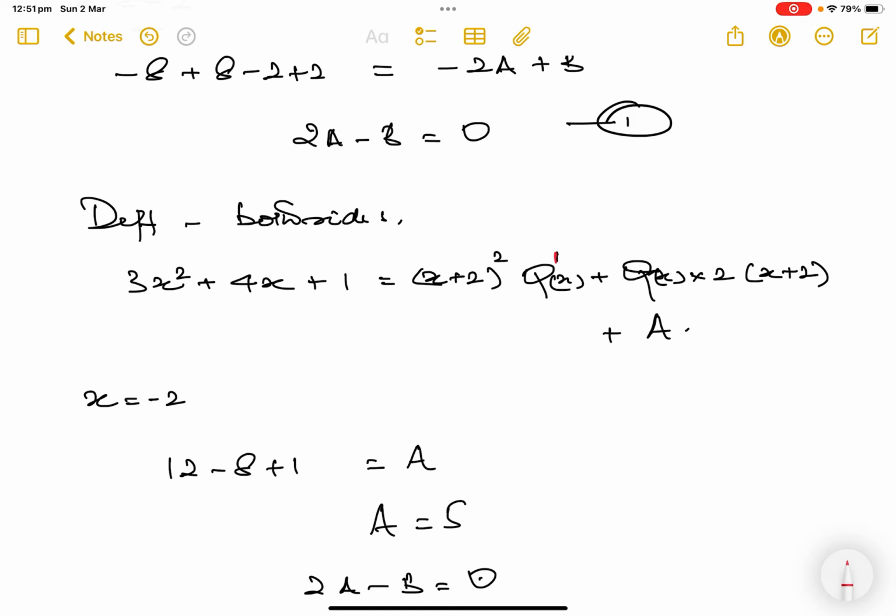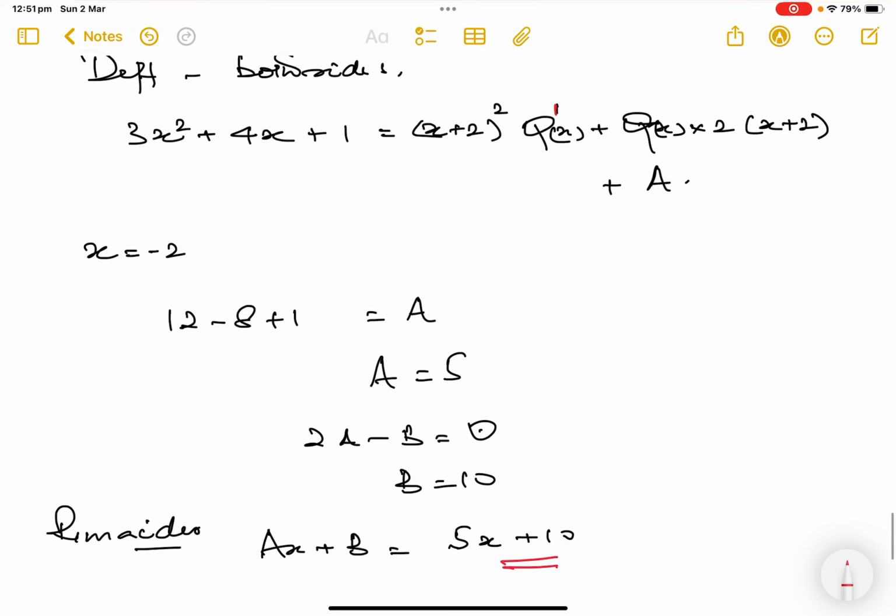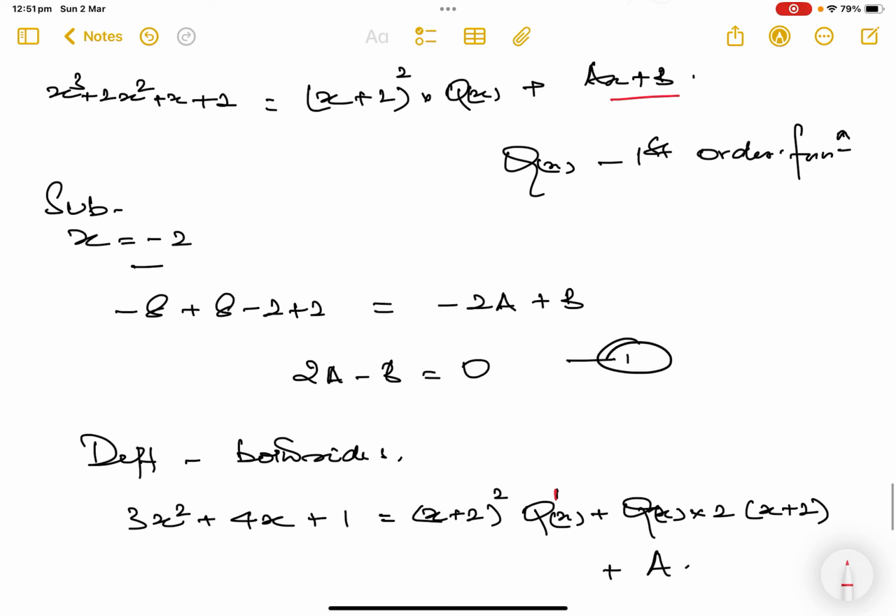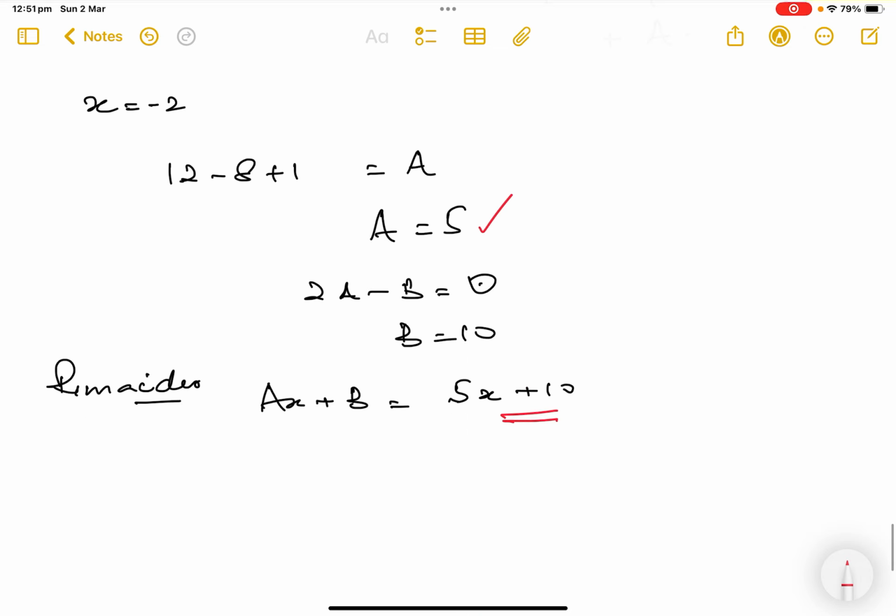So x equal to minus 2 again. Left-hand side: 3 times 4 is 12, minus 4 times 2 is minus 8, plus 1. On the other side, x plus 2 is 0 and the other x plus 2 is 0, so we do not worry about the first two terms, we are left with a. So a is 12 minus 8 plus 1, 12 minus 8 is 4, plus 1 is 5. So a equals 5. Then from the first equation, 2a minus b is 0, so 2 times 5 minus b is 0, and b equals 10.